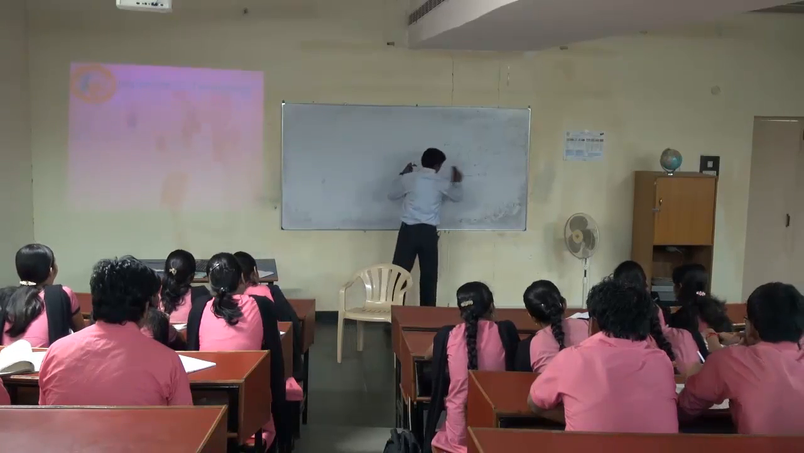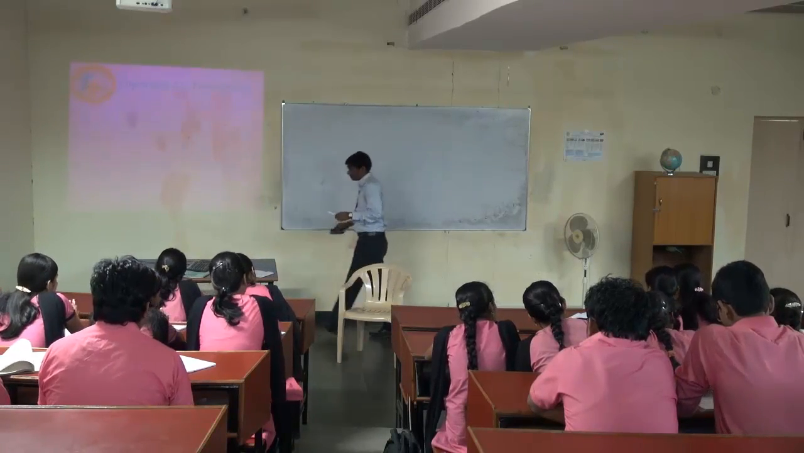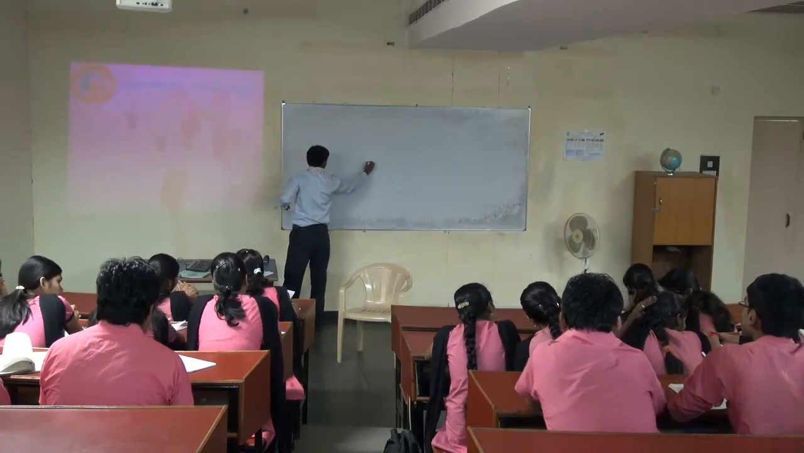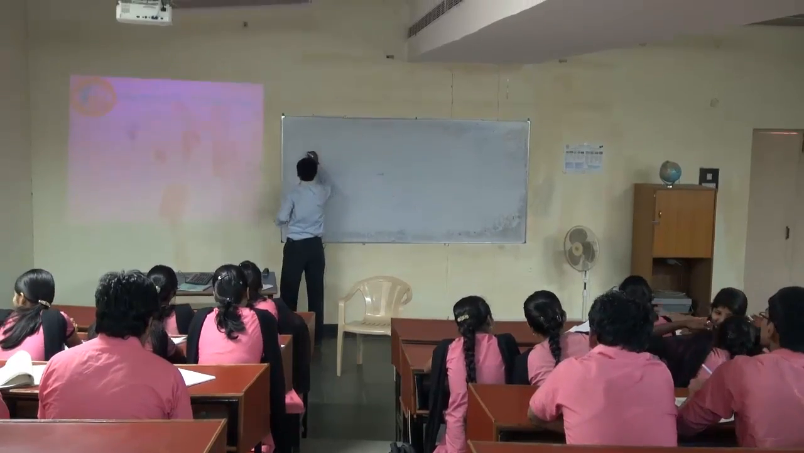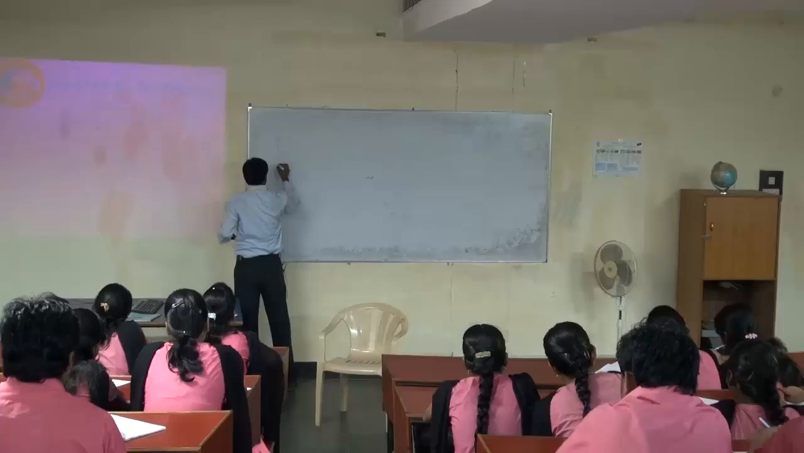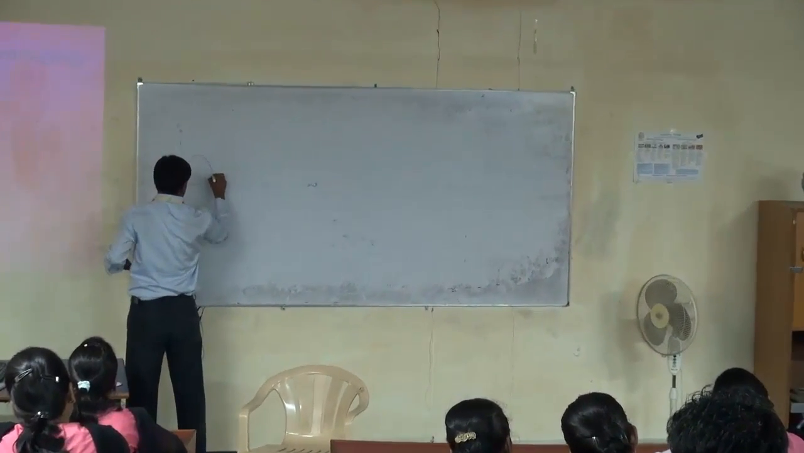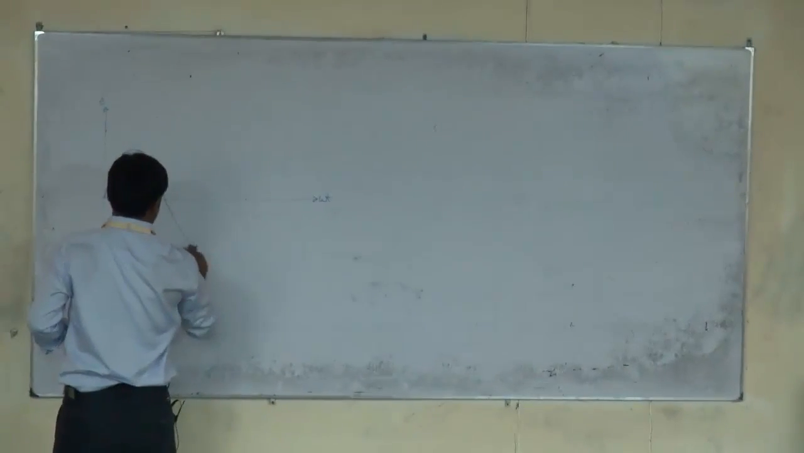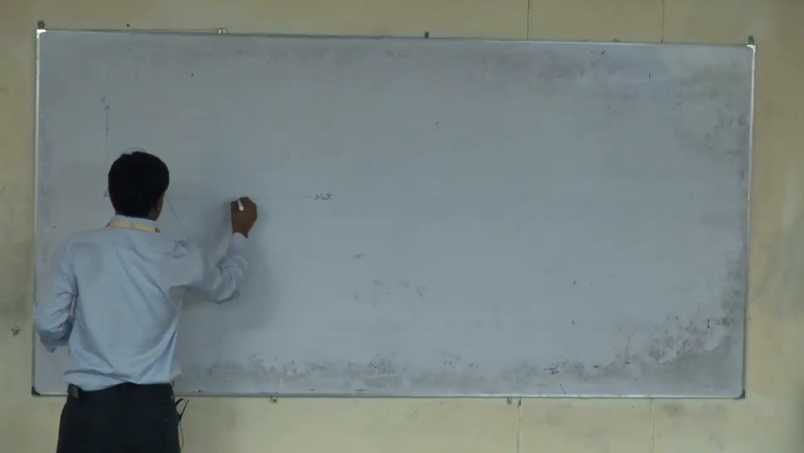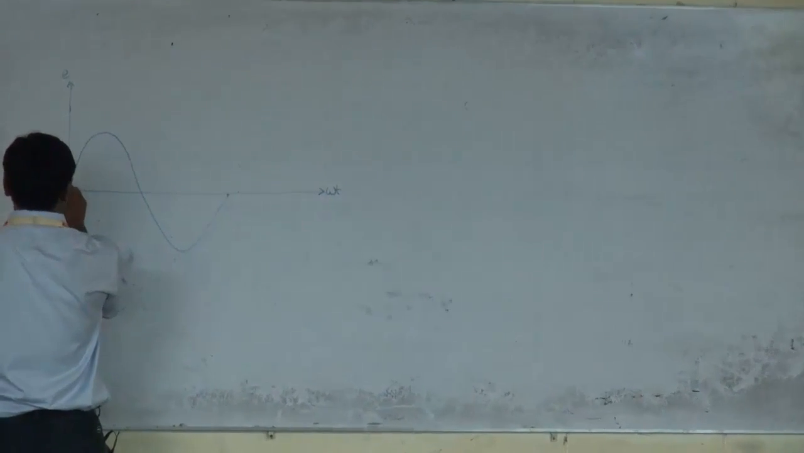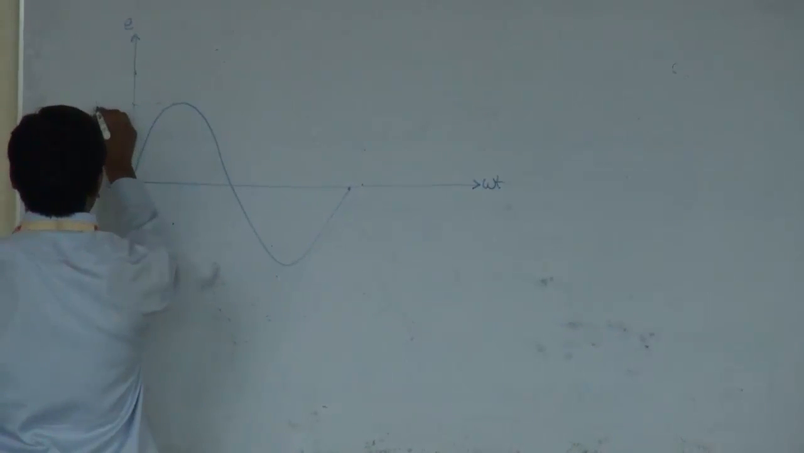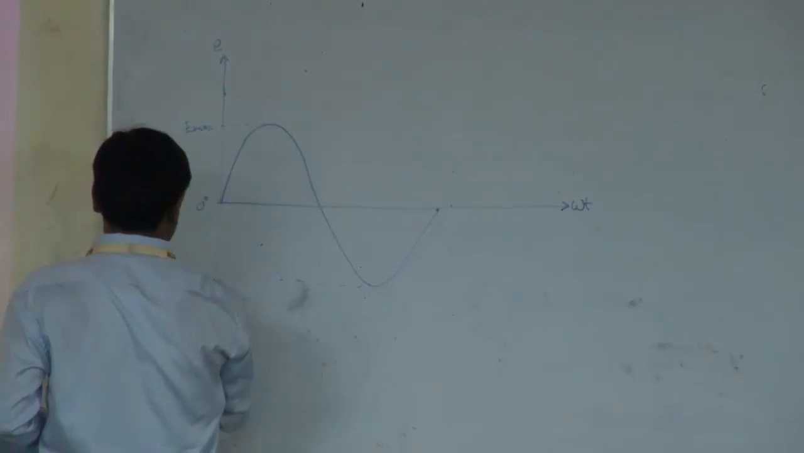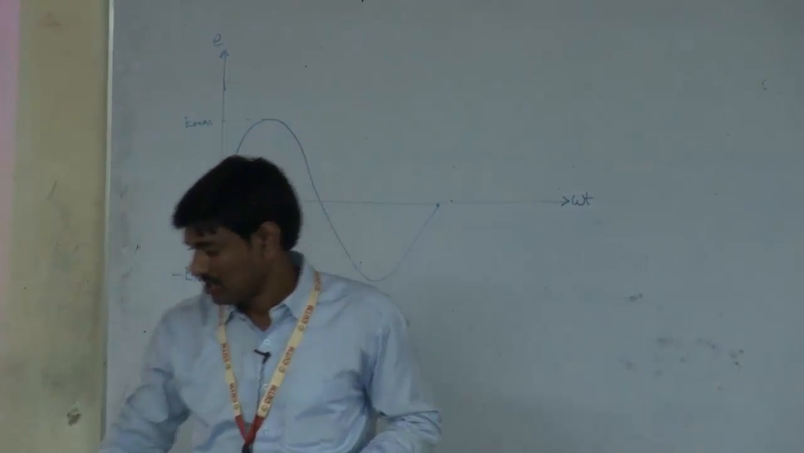So let me draw the waveform more clearly once again. So this is omega t, E, this is E max, this is minus E max.